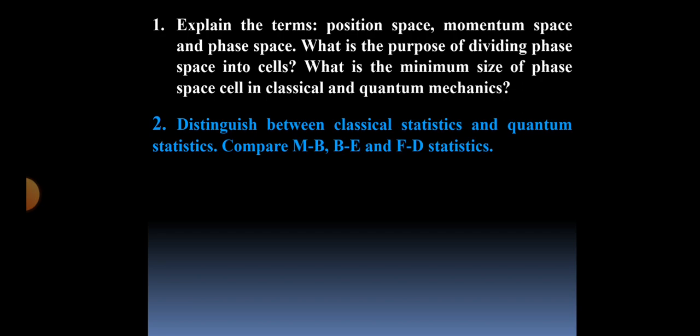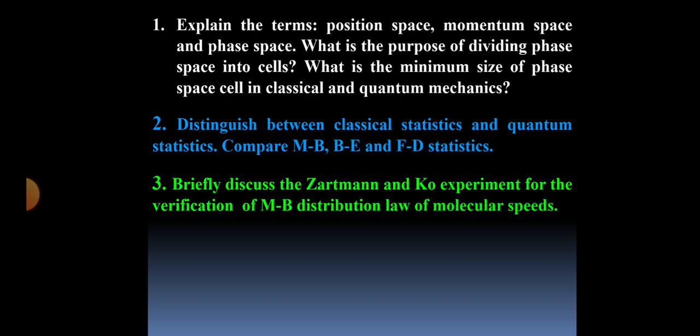Question number 2, distinguish between classical statistics and quantum statistics. So first of all, we have to differentiate between both mechanics, then compare Maxwell-Boltzmann, which is classical statistics, and Bose-Einstein and Fermi-Dirac statistics. Both are quantum statistics. So we have to differentiate in tabular form between these three statistics. Question number 3. Briefly discuss the Zartman and Ko experiment for verification of Maxwell-Boltzmann distribution law of molecular speeds.